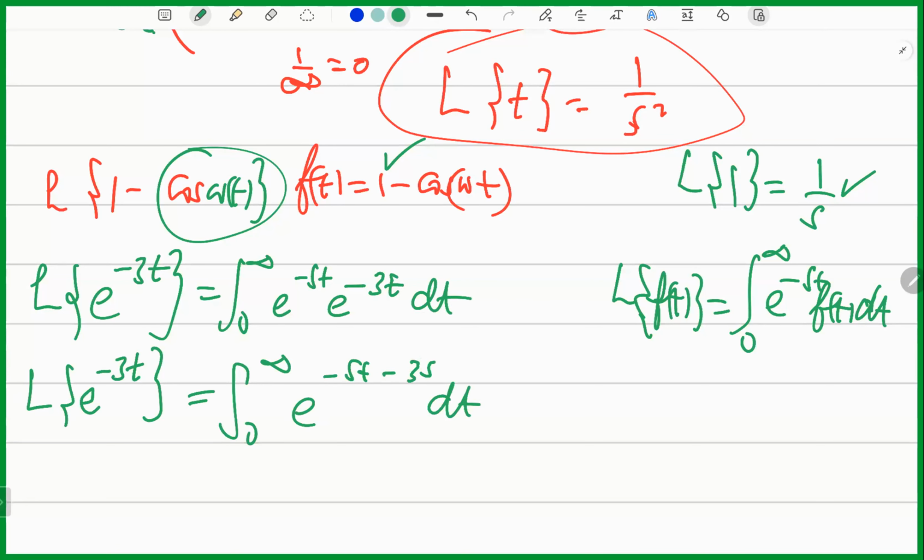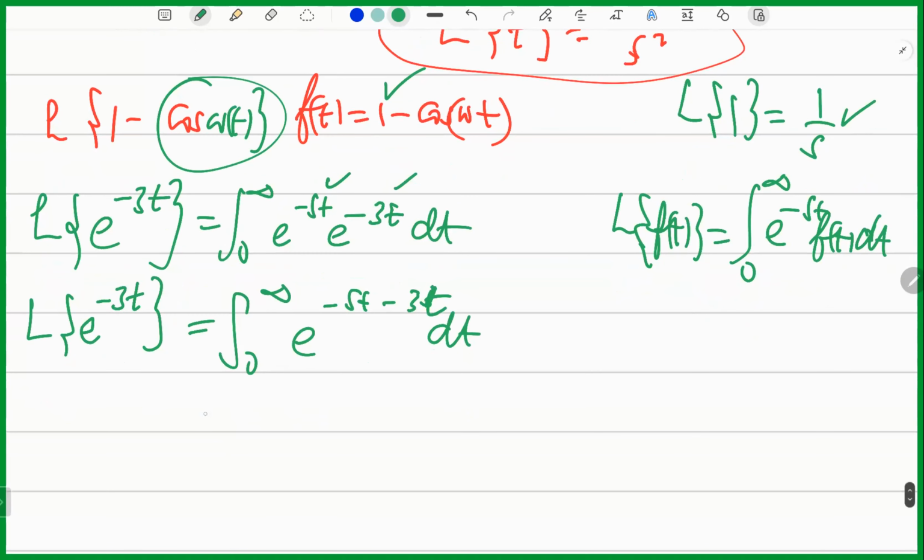Okay, one is s and one is t. Which one is which? This one is t. Okay, so you get this, and then now you have the integral from 0 to infinity of e to the, you can pull out the minus t, and then you're left with s here, and then you're left with 3 there.